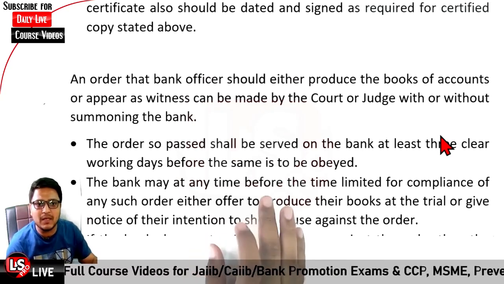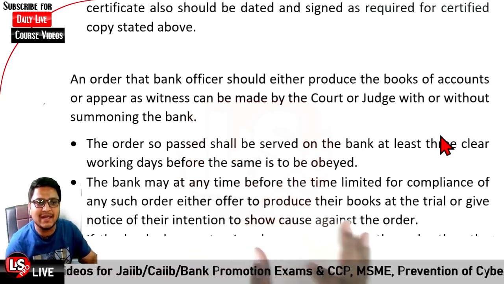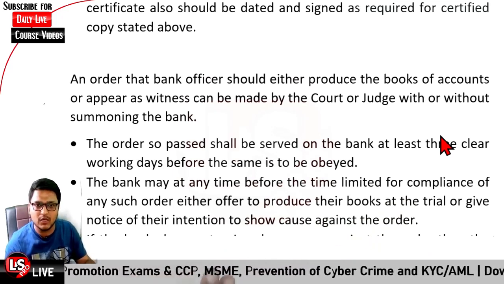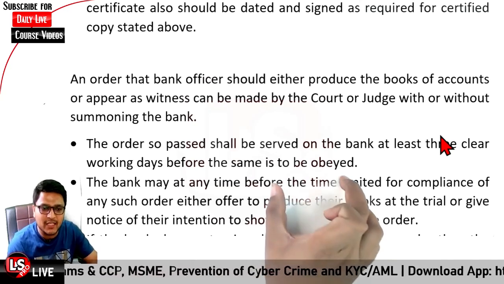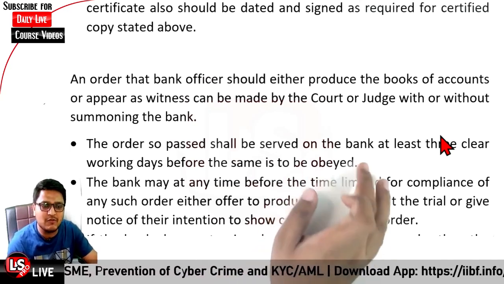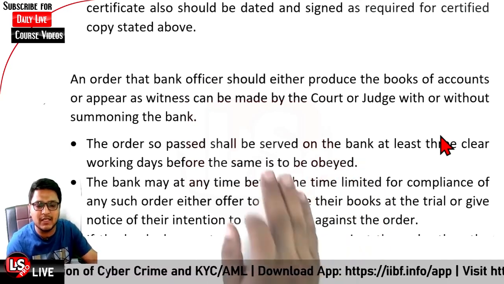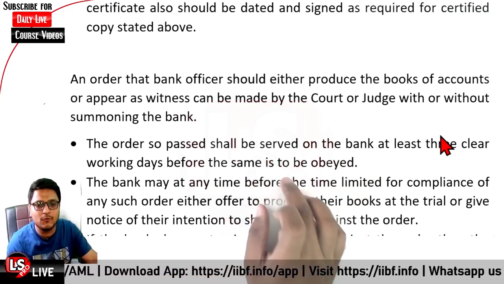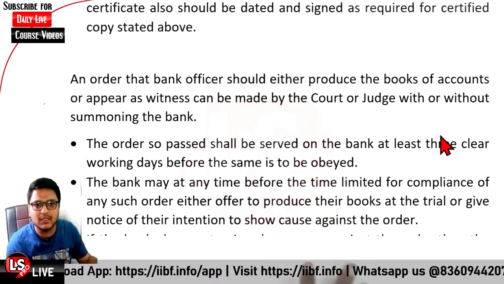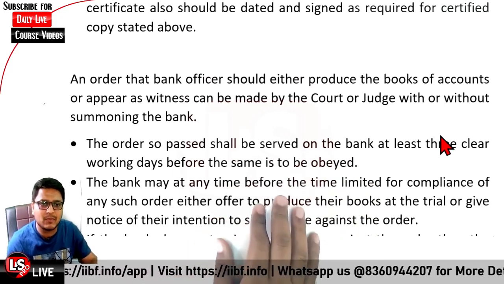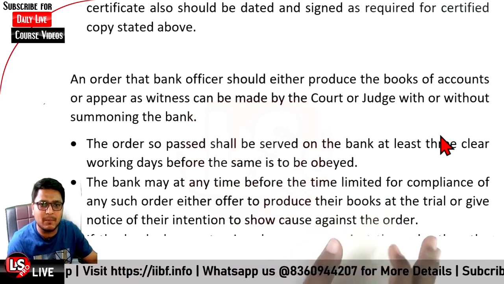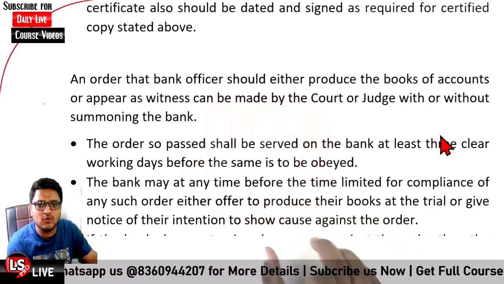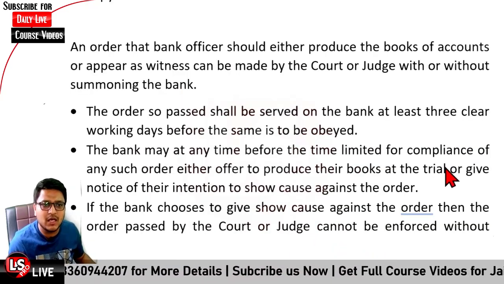The order so passed shall be served on the bank at least 3 working clear days before the same is to be obeyed. Okay, so if the order is to be obeyed by the bank, the order must be served on the bank at least 3 clear days, meaning a 3 working days period must be there before the order is to be obeyed. And further, the bank may at any time before the time limited for compliance of any such order produce the books at the trial or give notice of their intention to show cause against the order.